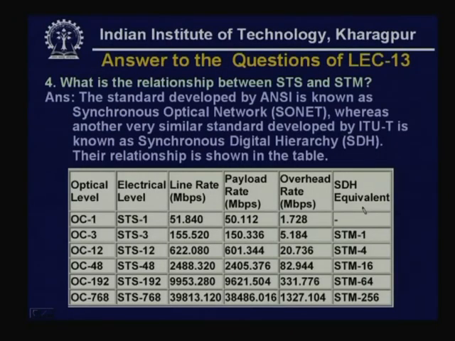Fourth question was what is the relationship between STS and STM. The standard developed by ANSI is known as Synchronous Optical Network, SONET, whereas another very similar standard developed by ITU-T is known as Synchronous Digital Hierarchy or SDH. Their relationship is shown in this table. As you can see, OC1 is not present in SDH, it has no SDH equivalent. On the other hand, OC3 is equivalent to STM1, OC12 is equivalent to STM4, OC48 is equivalent to STM16, OC192 is equivalent to STM64, OC768 is equivalent to STM256. These are some of the popular signal levels shown here, and we have already discussed in detail the line rate, payload rate and overhead rate for the different levels.